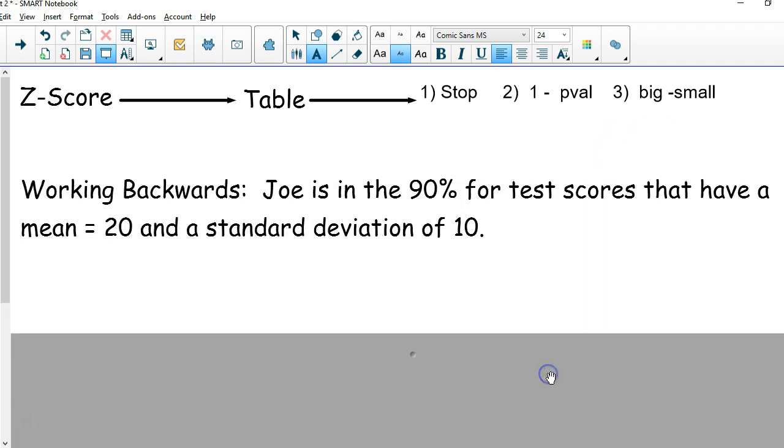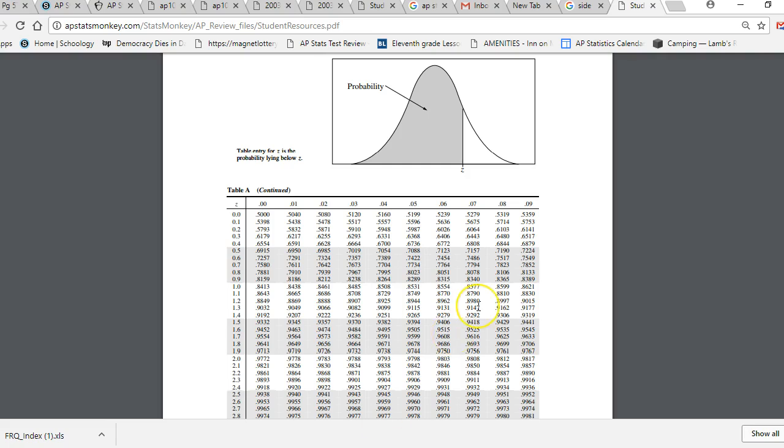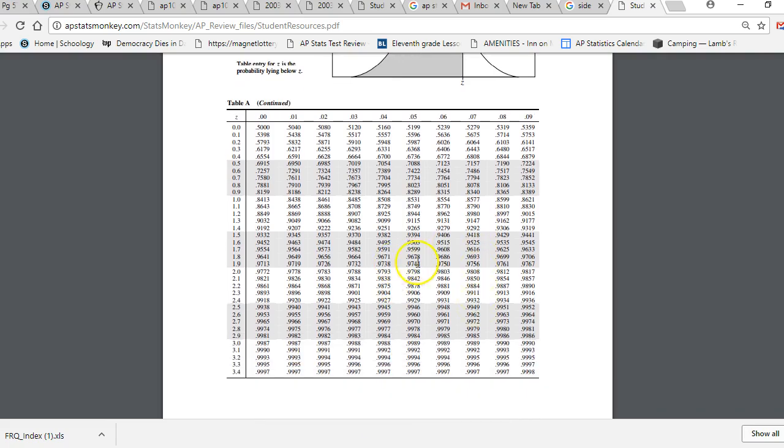You may have to work backwards and find a z-score. Joe is in the 90th percentile for test scores that have a mean of 20 and a standard deviation of 10. That's where you have to work backwards by doing what? You go and you find the 90th percentile, so 0.9. 0.9 is approximately right here, okay? 89.97%. That's the closest to 0.9 you can get.